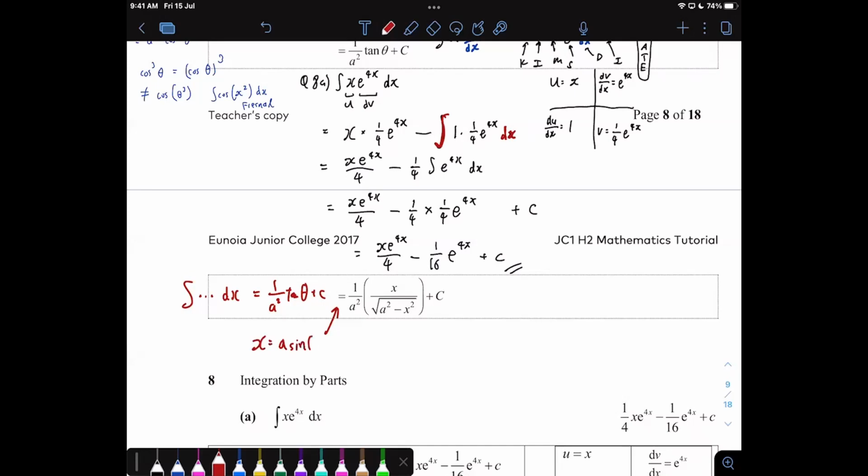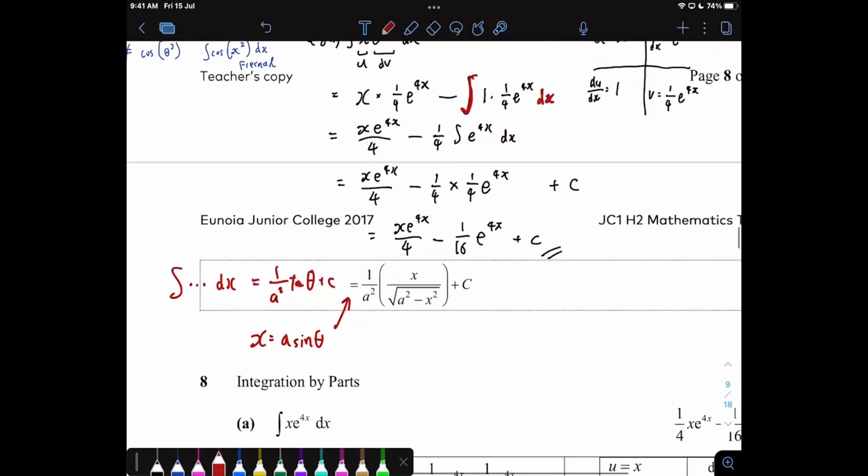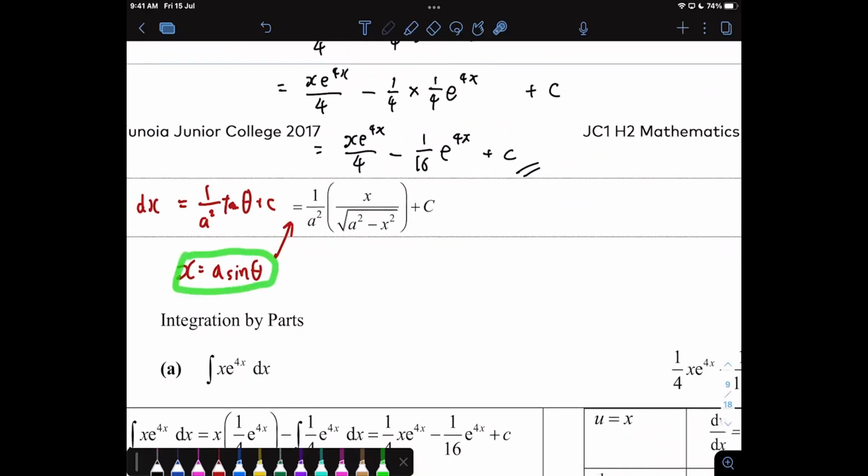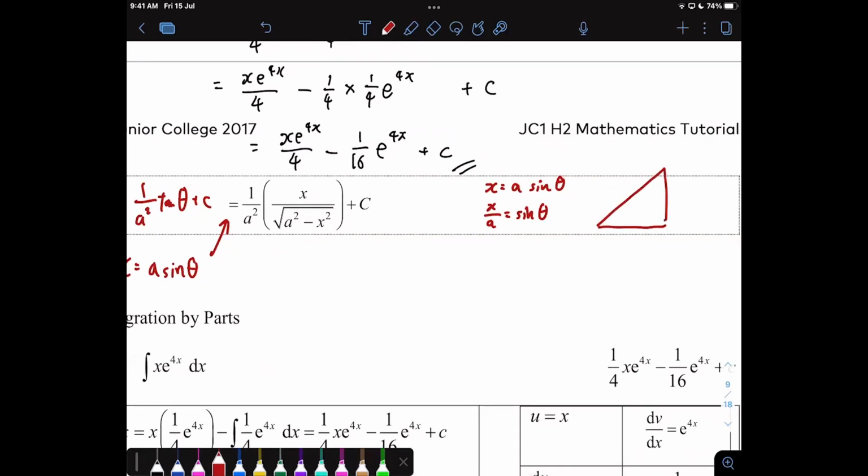How in the world did they go from this into this? Let me show you. First, you need to start with this guy, x equals a sine theta. Then you realize that I got sine theta. That just means I need a right angled triangle. So x over a equals sine theta. Clear? Yeah. Then that means I can draw a right angled triangle, 90 degrees here, theta there.